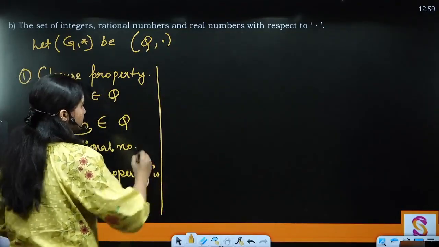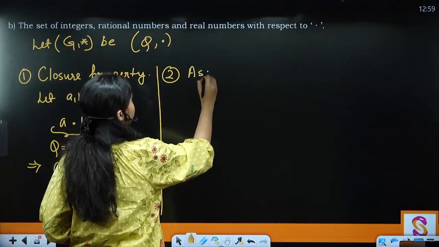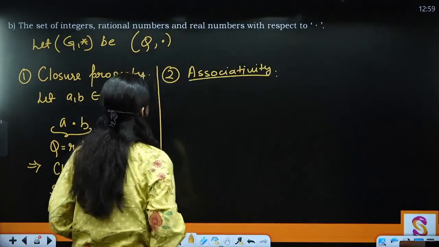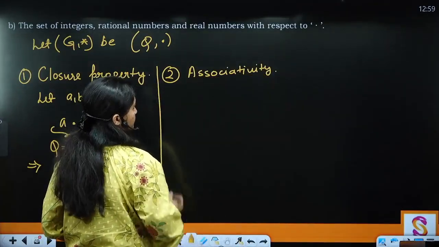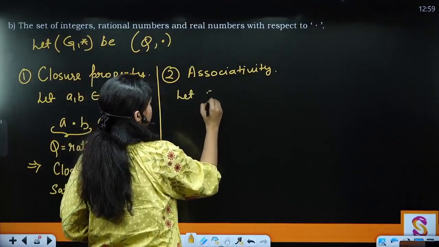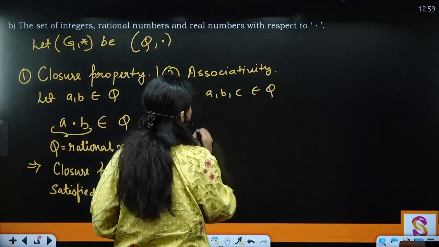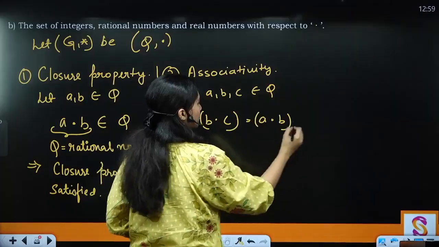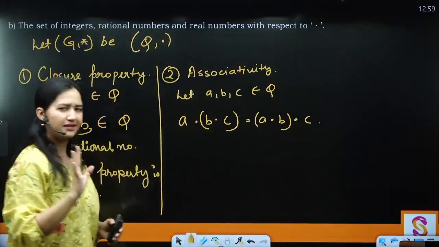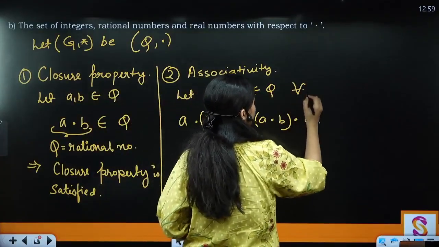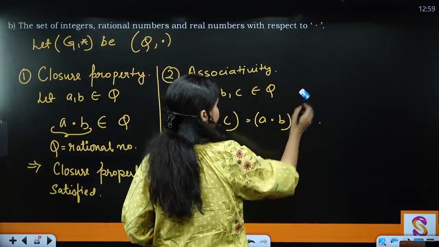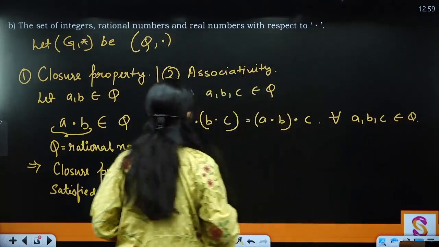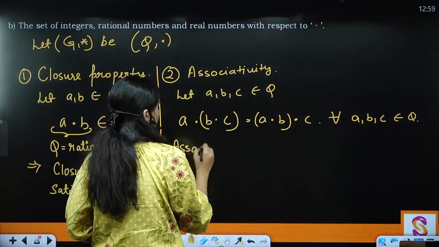Now similarly, we can say that it will follow associativity as well, right? So let a, b, c belong to rational numbers and a dot b dot c equals a dot b dot c. So here you can take any example and then you can prove it, and it is going to follow. So for all a, b, c belongs to Q, the associative property is satisfied.